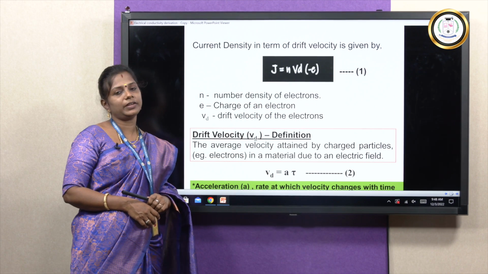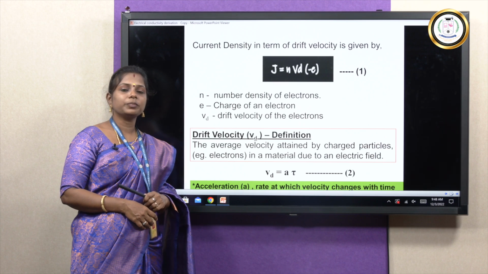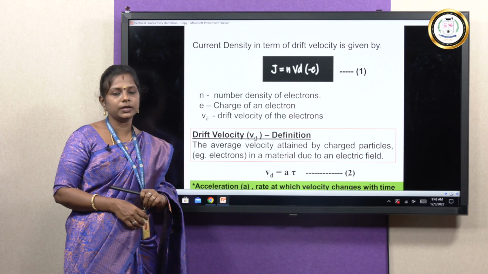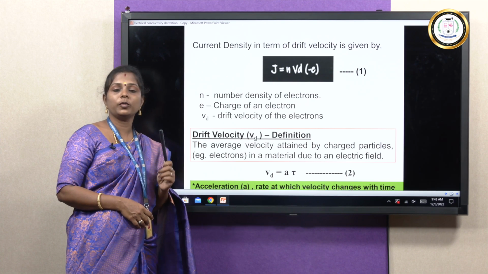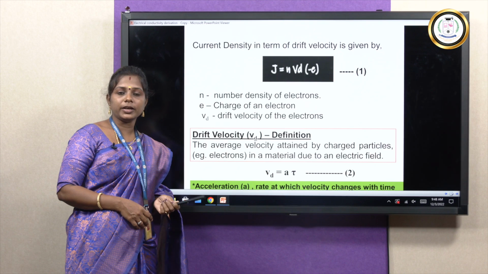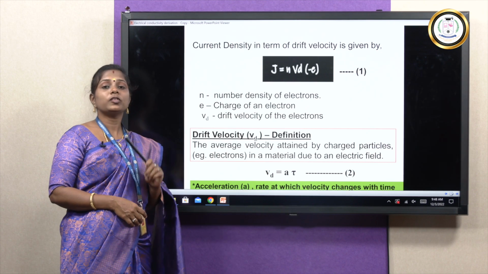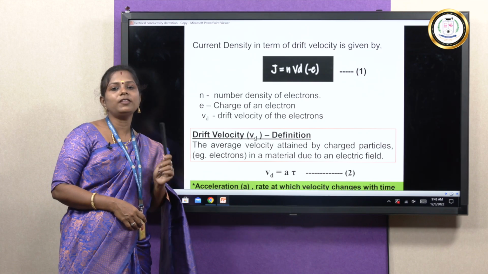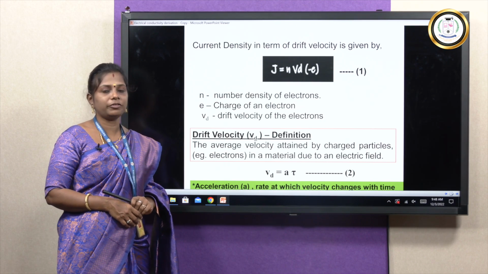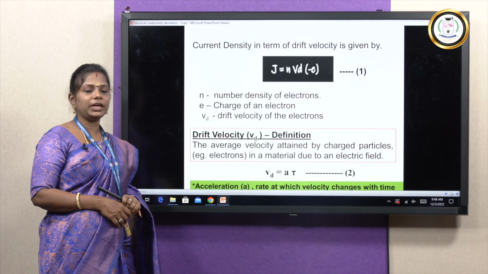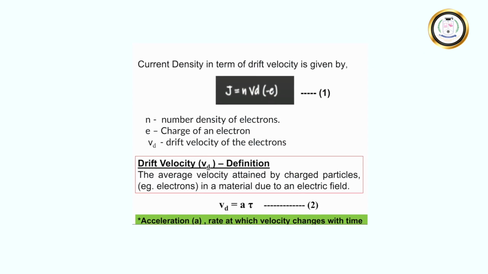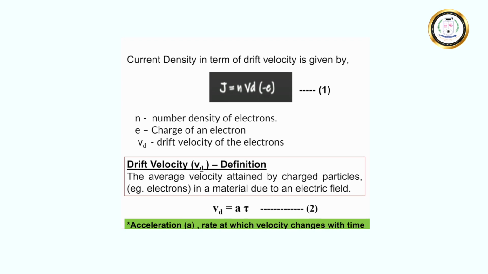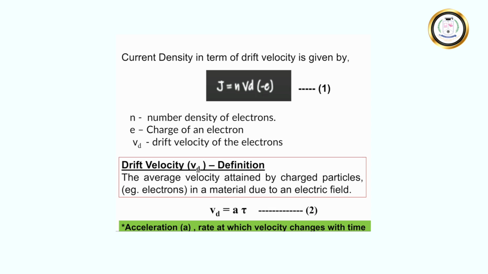Vd is the drift velocity. What is drift velocity? It is the change in velocity of an electron with respect to the applied electric field. Due to the applied electric field, the electrons undergo a change in velocity. This is termed drift velocity, denoted by the letter V with suffix d. So, n is the number of free electrons, e is the charge of an electron, so it carries the negative sign, and Vd is the drift velocity of the electron.